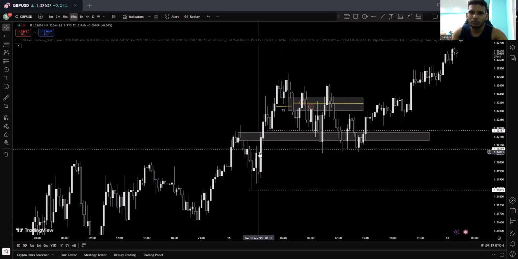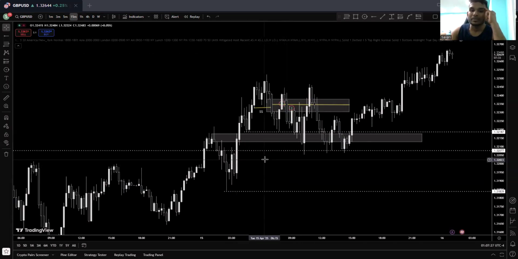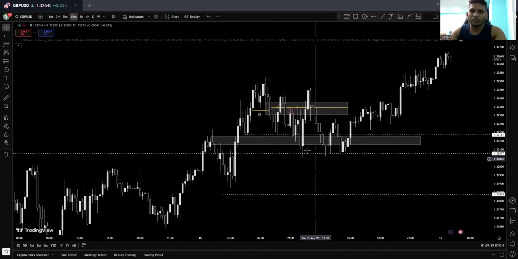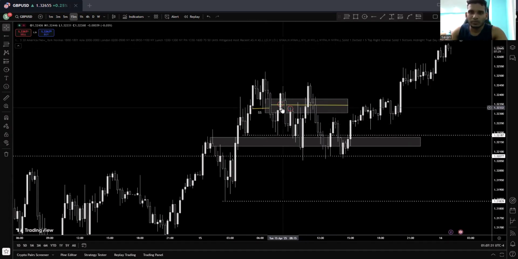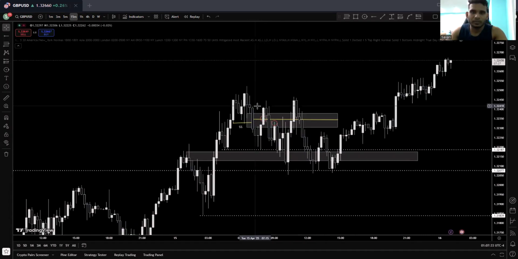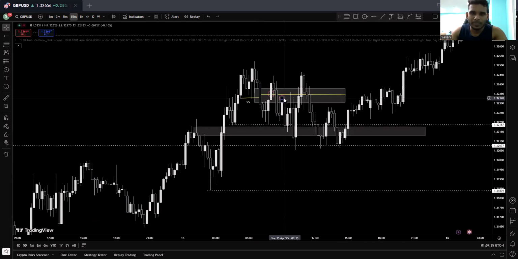I want to see some sort of big displacement candle through this fair value gap, which means I can hold confidently to this point. Since that has not happened, I'm not supposed to hold the trade. So this was my first entry. I closed my entry after this candle. And this is my second entry.